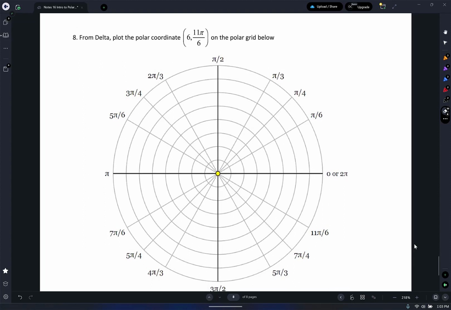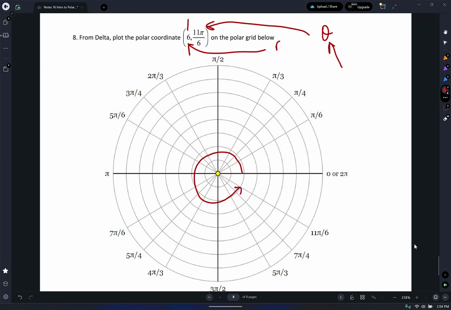So this one says, from the delta plot, the polar coordinate 6, 11 pi over 6. So remember that the 6 stands for R, and the 11 pi over 6 is your theta. So go to 11 pi over 6 first. So here's 11 pi over 6. And then you're going to go to R equals 6. So you're going to count 6. So this is R equals 1, 2, 3, 4, 5, 6.